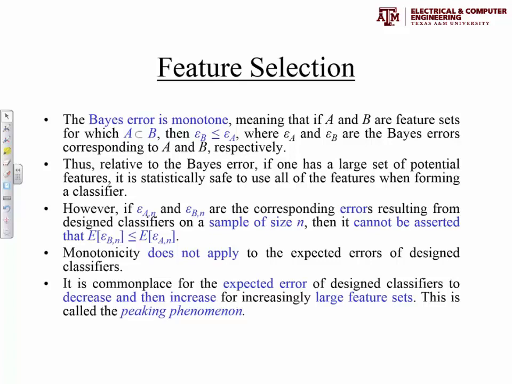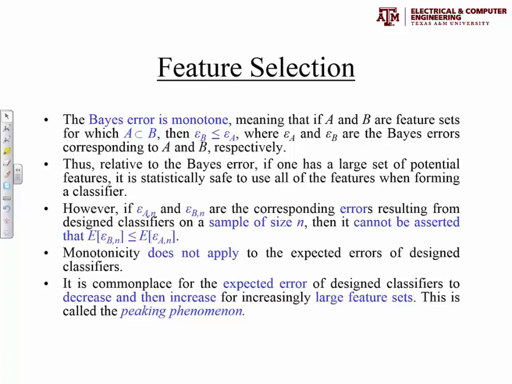So the Bayes error is monotone, meaning that if A and B are feature sets for which the set A is contained in B, A is a subset of B, then the Bayes error that you get using the feature set B is going to be smaller than the Bayes error that you got using the feature set A. So thus, relative to the Bayes error, if one has a large set of potential features, it is statistically safe to use all of the features when forming a classifier, right? Which means if you're doing a gene expression based microarray, you will use all the genes as potential features, but then you'll have 10,000 variables, and the sample size is so small.